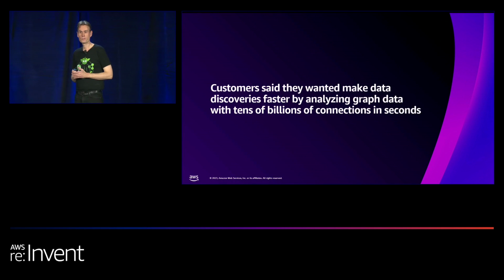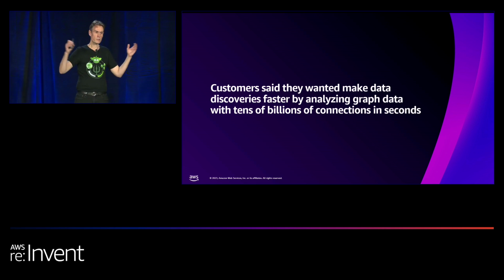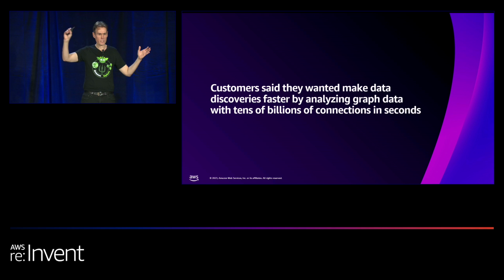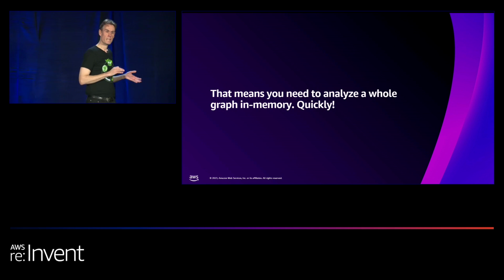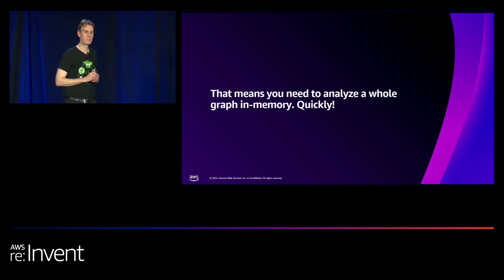So as you all know, at Amazon, we work backwards from our customers. And customers said that they wanted to make data discoveries faster by analyzing large graphs, graphs with billions of edges, very quickly. So this means that if you think about how we evaluate queries, and you need to evaluate a large graph and traverse it, and maybe traverse it multiple times before answering a question, you need a different kind of architecture. You need to be able to analyze a whole graph in memory very quickly.